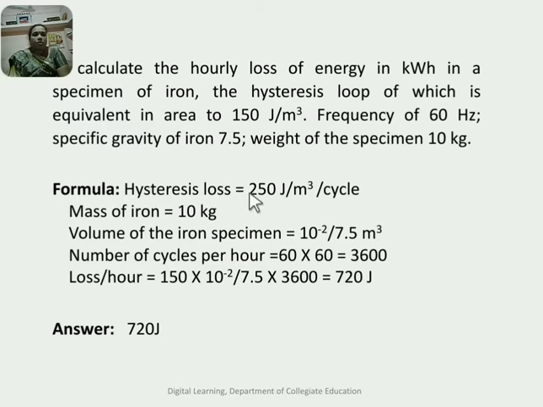Given data are: hysteresis loss is equal to 150 joule per meter cube per cycle, and the mass of the iron is 10 kg. Volume of the iron specimen is calculated as 10 to the power minus 2 by 7.5 meter cube. Then number of cycles per hour is equal to 60 into 60, that is 3600 in an hour. We are calculating loss per hour, which is equal to 150 into 10 to the power minus 2 by 7.5, into 3600. After simplifying this formula, we get the answer 720 joule.